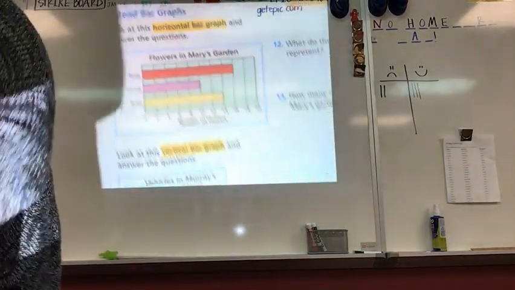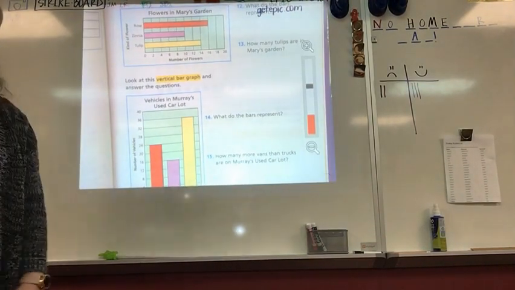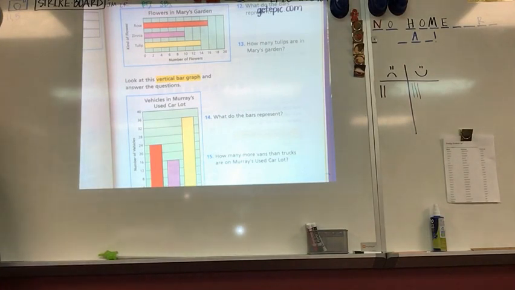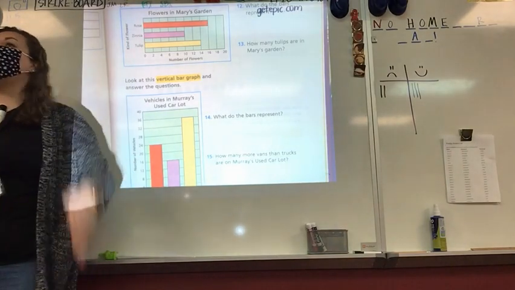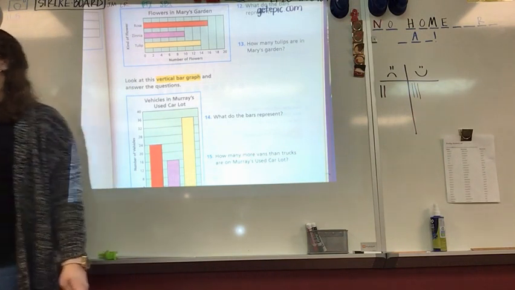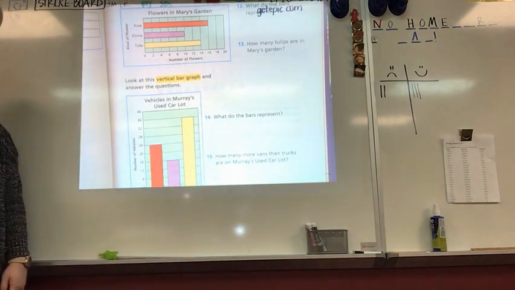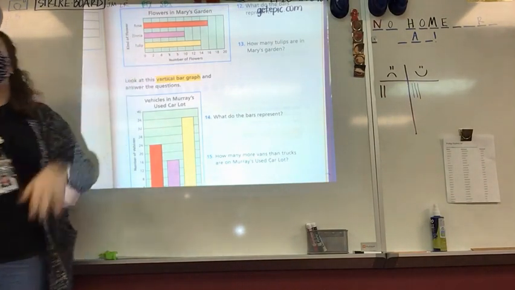If I were pointing at these two graphs, class, who can tell me which one is my vertical bar graph? The top or the bottom one? I'm looking for a mathematician. Gunner, which one is my vertical bar graph? Top or bottom? The bottom one, good, because my bars go vertical or up and down. Which one is my horizontal bar graph? Top or bottom? Eli. Top, because my bars go horizontal or side to side.